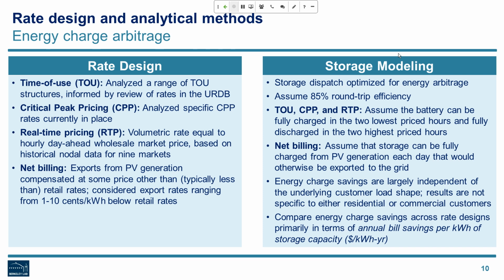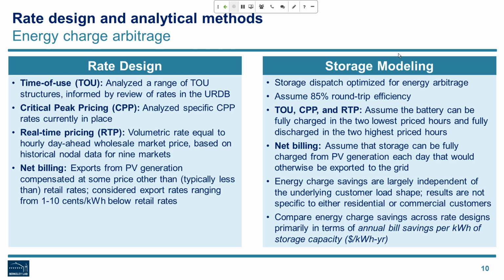For the 3 time-varying rate structures, including time of use, CPP, and real-time pricing, we assume that the battery can be fully charged in the 2 lowest priced hours and fully discharged in the 2 highest priced hours. For net billing, we assume that the storage can be fully charged from PV generation each day that would otherwise be exported to the grid. And because the energy charge savings are largely independent of the underlying customer load shapes, the results that we present aren't specific to either residential or commercial customers.